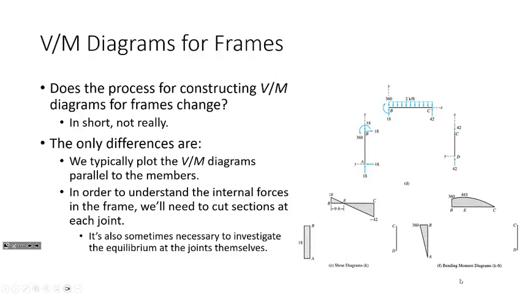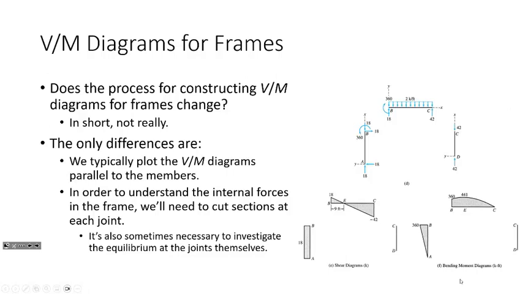Really, the only difference is that we're plotting the shear and moment diagrams, and we typically plot them parallel to the members. So for example, when we look at the columns, we're going to be plotting the shear and moment diagrams this way, or this way for beams, etc. If we had a member at an incline, we might plot them this way. So we're just treating it like a beam that's rotated.